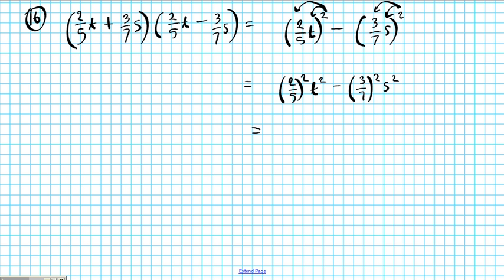Now, what is 2 over 5 squared? You just square the top and the bottom, right? So you're going to have 2 squared over 5 squared times t squared minus 3 squared over 7 squared times s squared. So we're going to be squaring everything top and bottom. So here we're going to have 2 squared is 4, and when you square 5, you get 25t squared. Minus, when you square 3, you get 9 over 7 squared is 49 s squared. Alright, so there goes the expanded form of the expression. And there goes the answer.